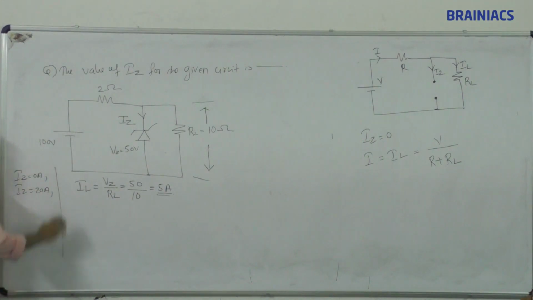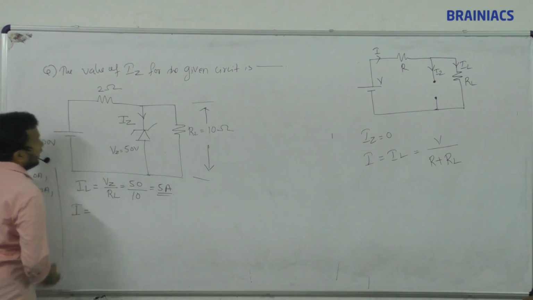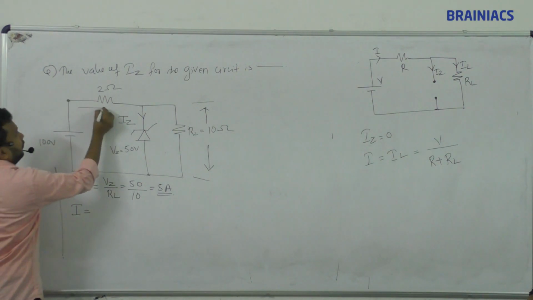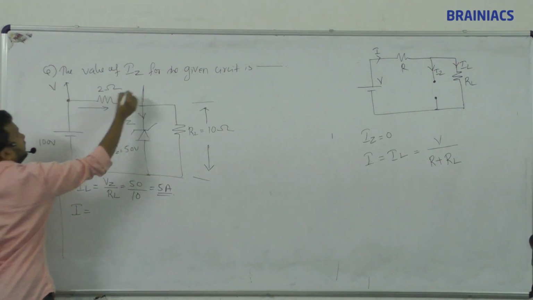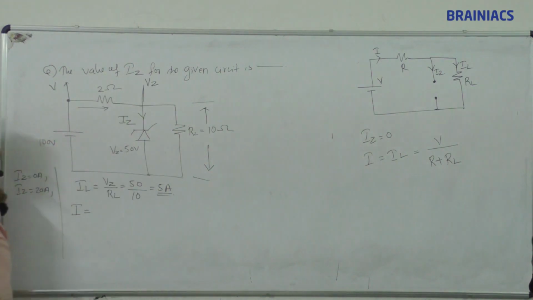Okay, 5 ampere. Next we are going to find the total current I. Total current I means the current flowing through this resistor, from the voltage between these two points. Here how much? V voltage. Here how much? Vz voltage.